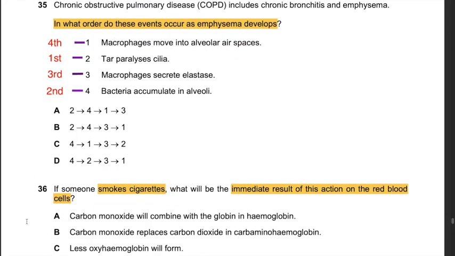Question 35. Chronic obstructive pulmonary disease includes chronic bronchitis and emphysema. In what order do these events occur as emphysema develops? I have labeled towards the side which one occurs first and which one goes last. So first it starts with tar paralyzing cilia. Second, bacteria accumulate in the alveoli. Third, macrophages secrete elastase. Fourth, macrophages move into alveolar air spaces. Therefore, if we follow that order, the only answer we get is answer B. It is from 2 to 4, 4 to 3 and 3 to 1.